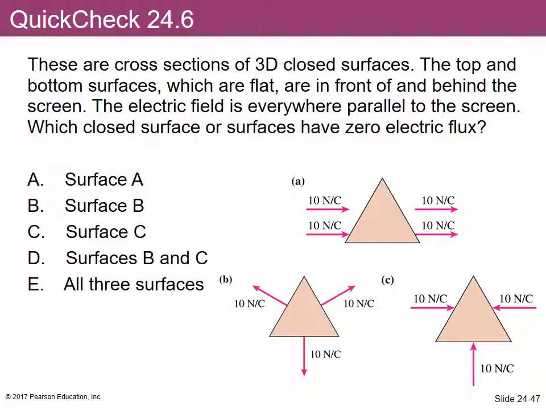These are cross-sections of 3D closed surfaces. The top and bottom surfaces, which are flat, are in front of and behind the screen. The electric field is everywhere parallel to the screen. Which closed surface or surfaces have zero electric flux?